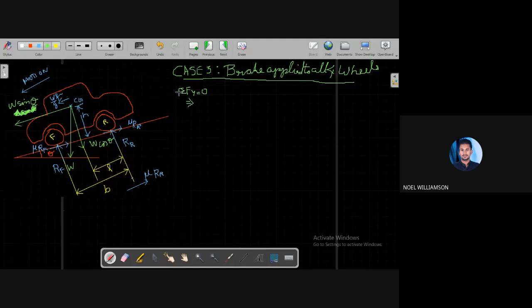So considering the forces in the y direction, that is perpendicular to the inclined plane, to be in equilibrium, we can say sigma Fy equal to 0, which implies Rf plus Rr equal to W cos theta.